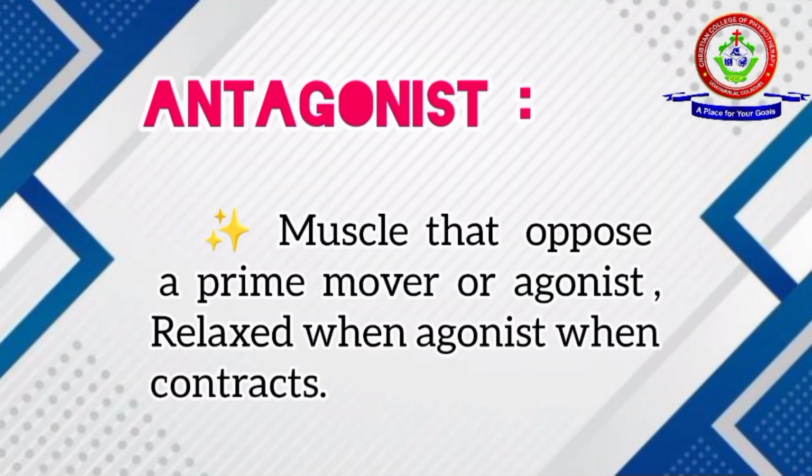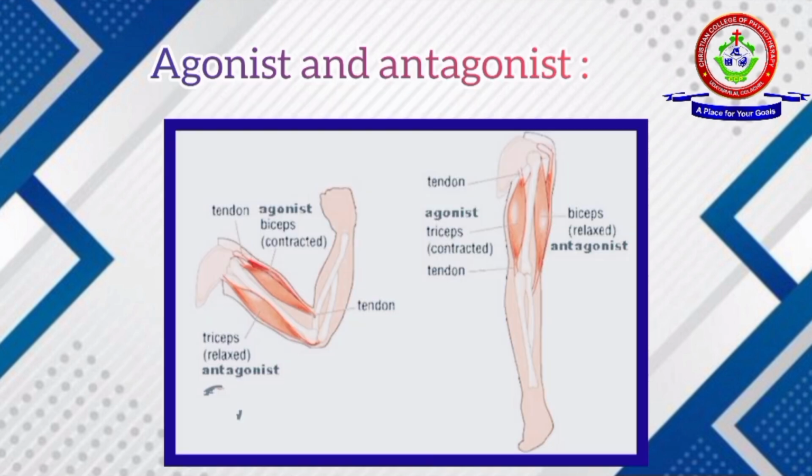Second one is antagonist. Antagonist is a muscle that opposes a prime mover or agonist. It relaxes when the agonist contracts. When a muscle contracts, it is responsible for the movement that is occurring and it is said to be acting as an agonist. There can be more than one agonist acting at a joint, although this just depends on the type of movement that is being performed.